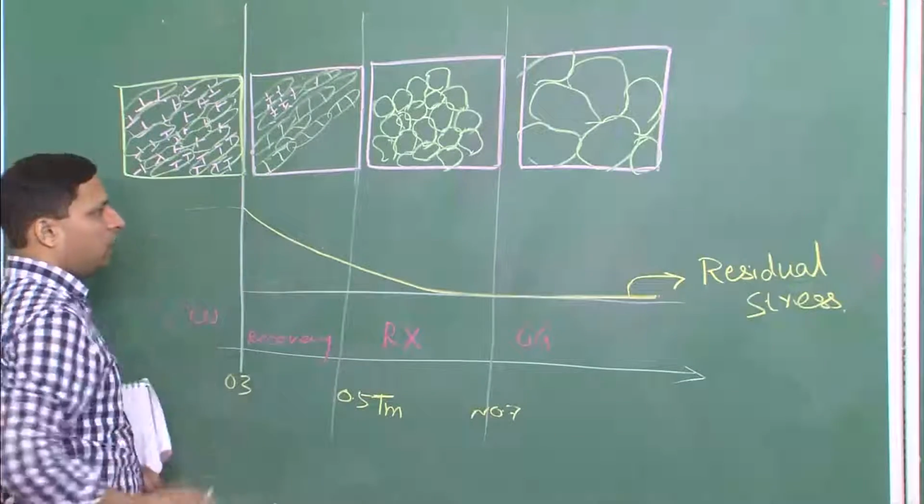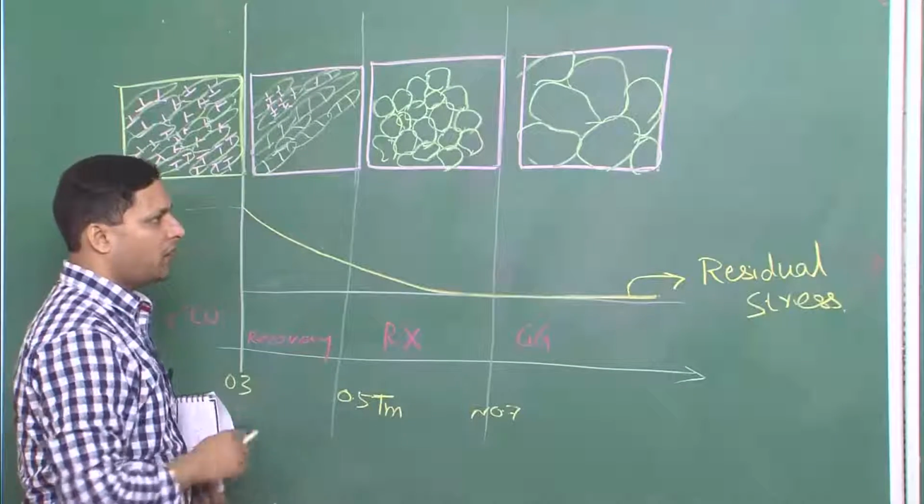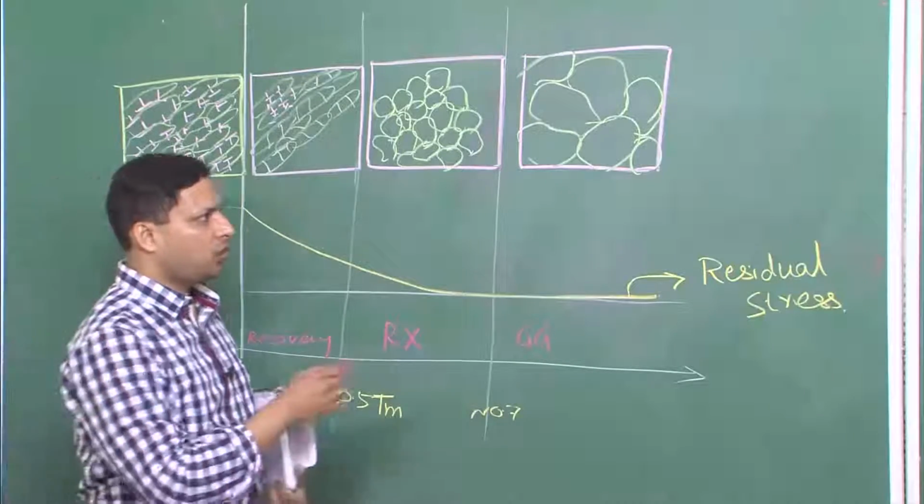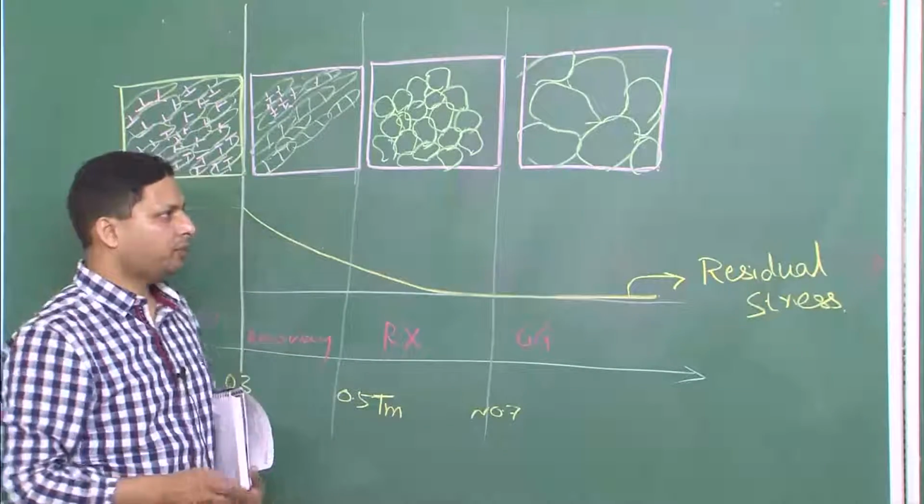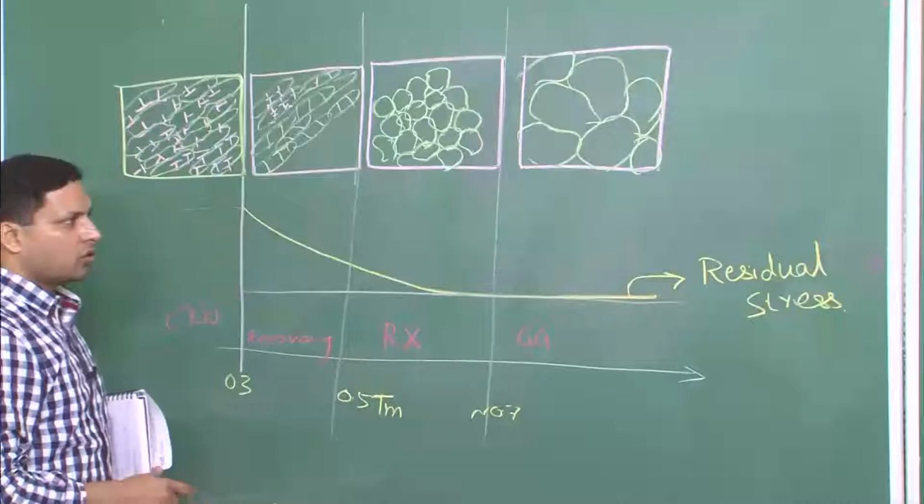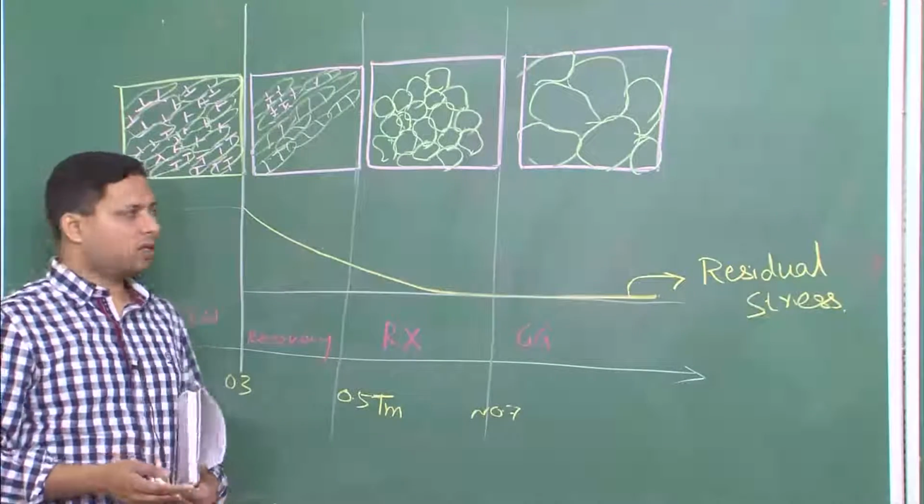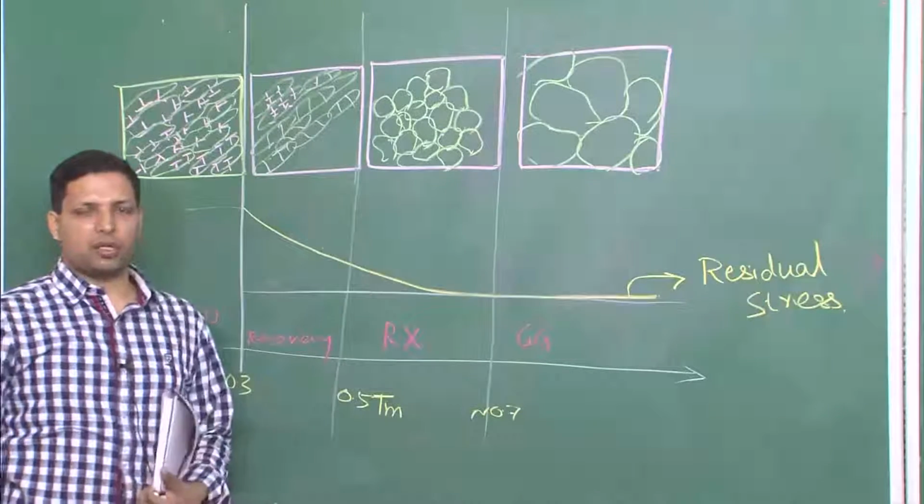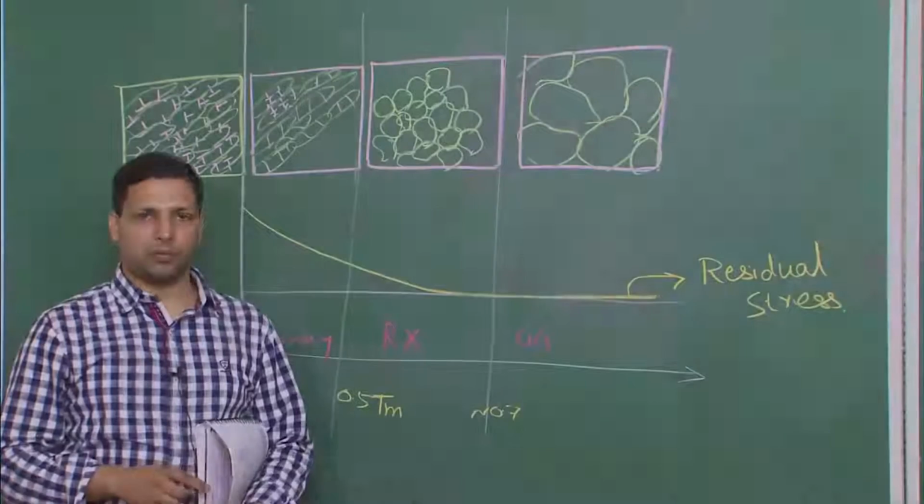So, we will leave it over here and we will come back and discuss a little bit more about the different types of cold working, warm working and hot working that we have seen today, and these are the two different plots to show what different variations take place, and these variations can actually be related to the microstructure that you see over here. Thank you.